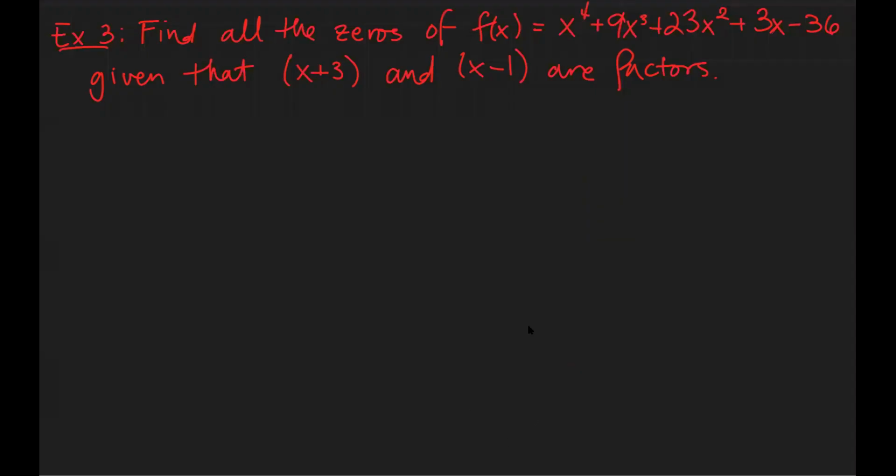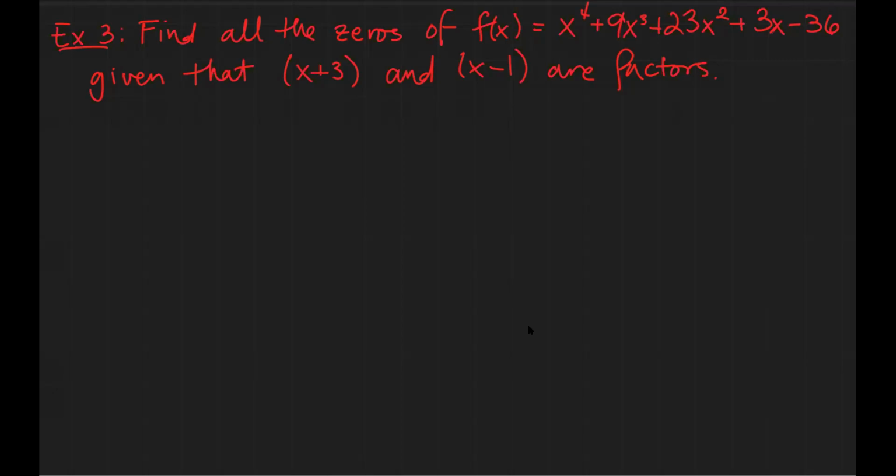All right, let's pick up with one last example. Find all the zeros of f of x equals x to the 4th plus 9x cubed plus 23x squared plus 3x minus 36. Given that, this time we have two factors given to us: x plus 3 and x minus 1 are factors. So now they directly told us the factors instead of using that function input notation.